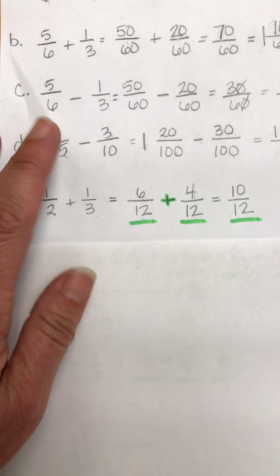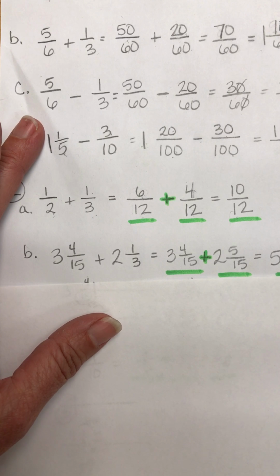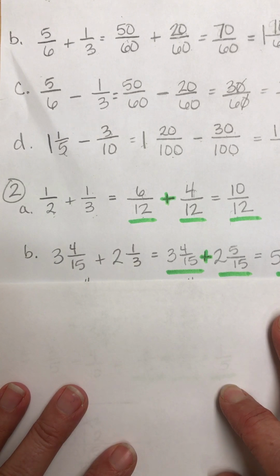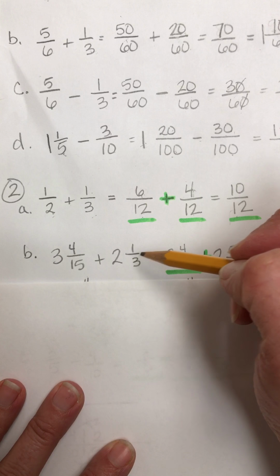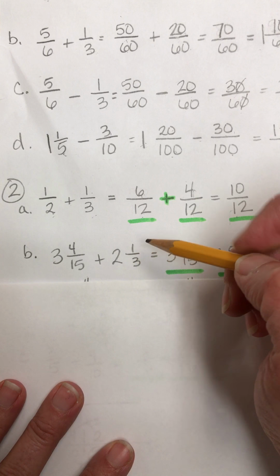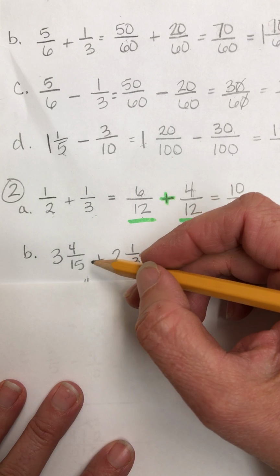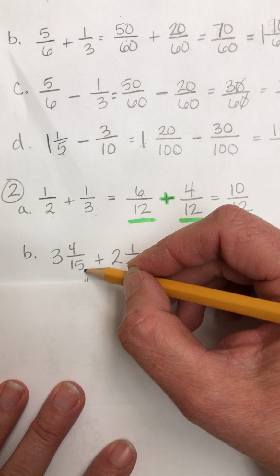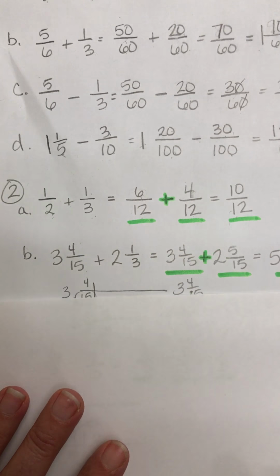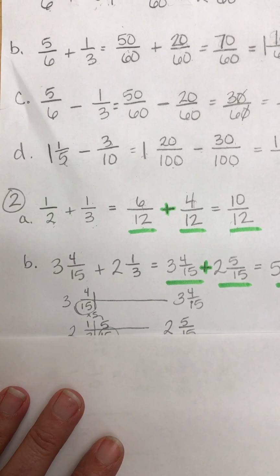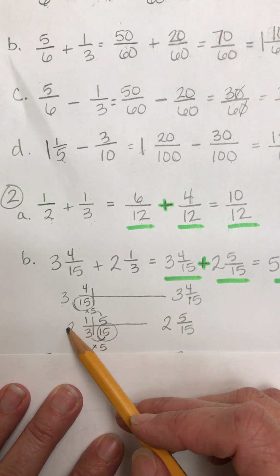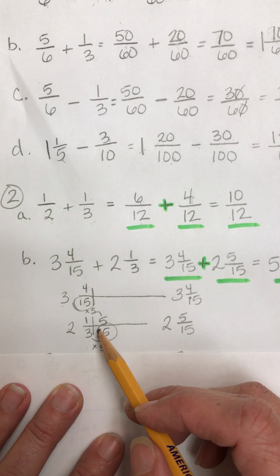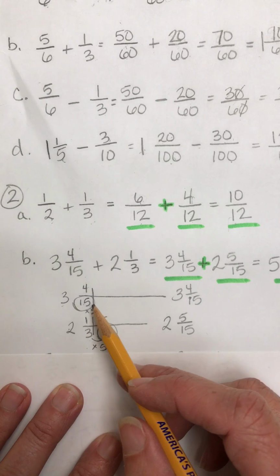Okay, on my next one, B, here I have 3 and 4/15 plus 2 and 1/3. Well, for me, I could change it into minutes on the clock, so I could do out of 60 minutes. But I wanted to show you another strategy and use the ratio table. So down here, I used the ratio table. I used 3 and 4/15 and 2 and 1/3. And I said, what can I do to make these denominators have the same number?